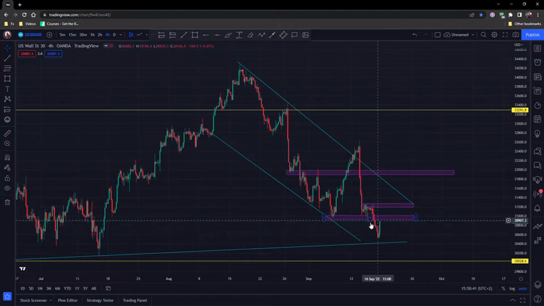But for now, upon market open, we can look at a retest right here and then coming back down, right? Or we can look at a breakout and a retest in that area. But yeah, that's gonna be it for US30.